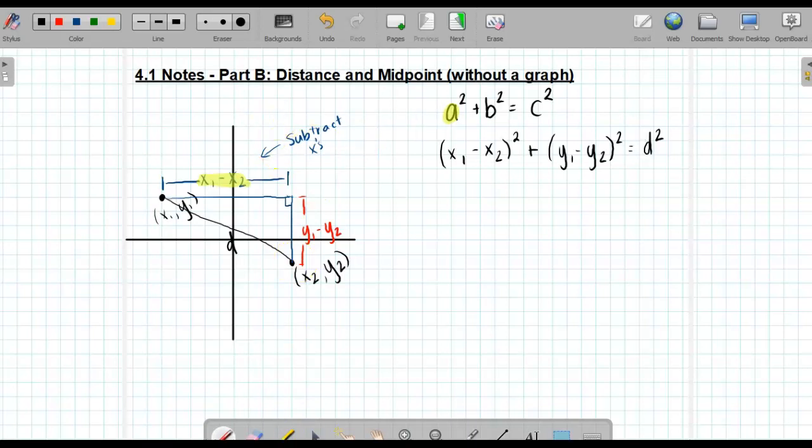Okay, so here is what I did for that. I took this stuff right here and I replaced it with b. So that y1, y2 replaced that b.